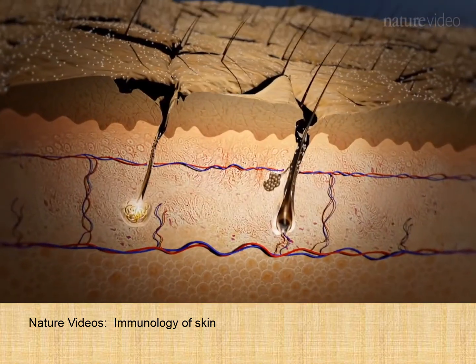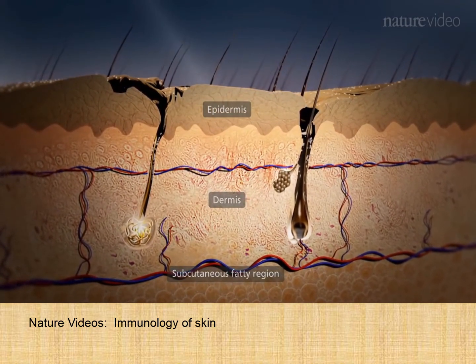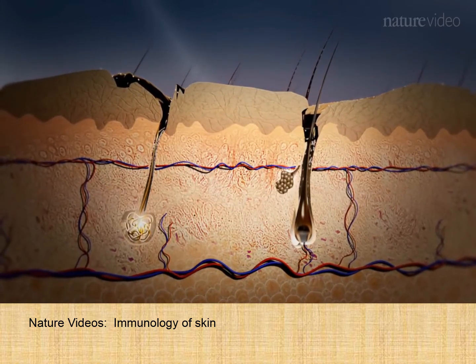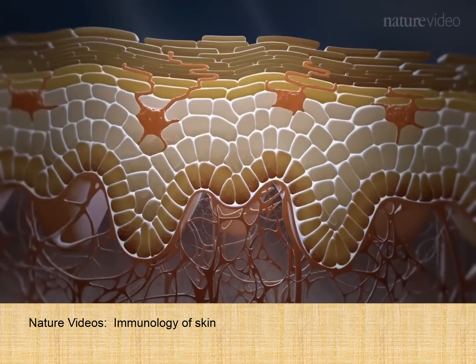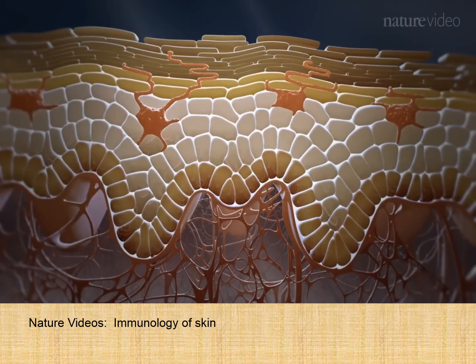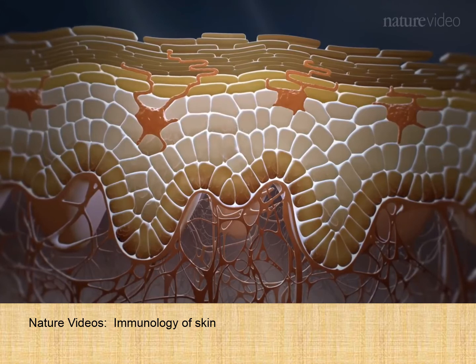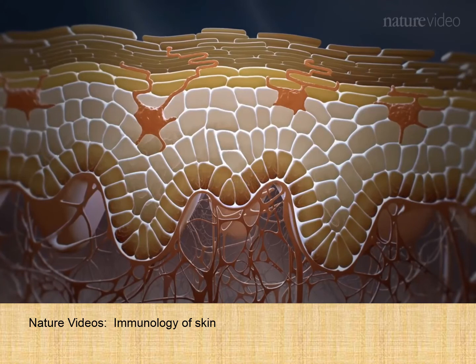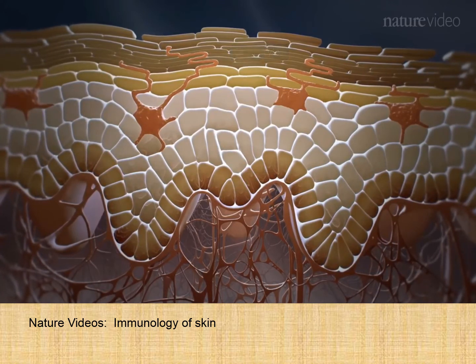The skin is composed of epidermis, dermis, and a subcutaneous fatty region. Commensal bacteria, fungi, and viruses living on the skin have beneficial effects in the protection against pathogens and in wound healing. The epidermis is composed of highly specialized epithelial cells known as keratinocytes. They are continuously replenished from just one layer of basal keratinocytes, which divide frequently. Dead cells called corneocytes form the outermost layer and are largely responsible for the barrier function of the skin.